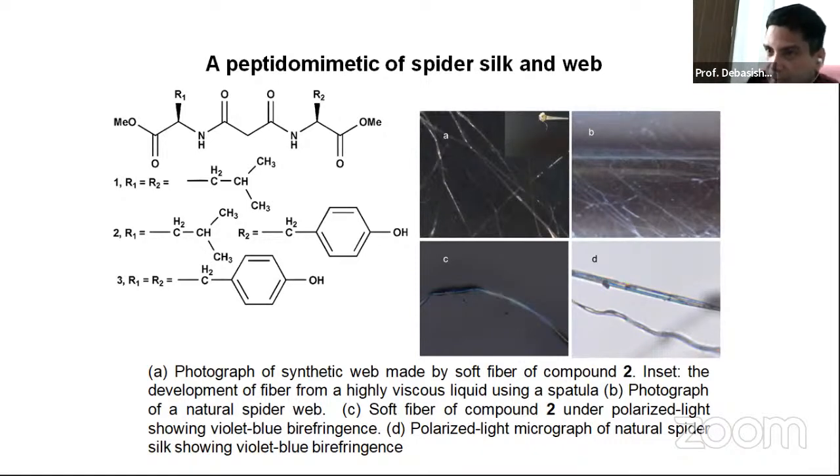But we realized that at 20 degrees centigrade, with a certain humidity, we can utilize this compound containing leucine and tyrosine to make a spider silk-like material. In panel A, this is the spider web made by this material in our lab. You can use a spatula, or you can put the compound in an injection syringe and use that syringe to make the spider silk. And panel B is the natural spider silk on the window of my lab. It's very difficult to distinguish between them.